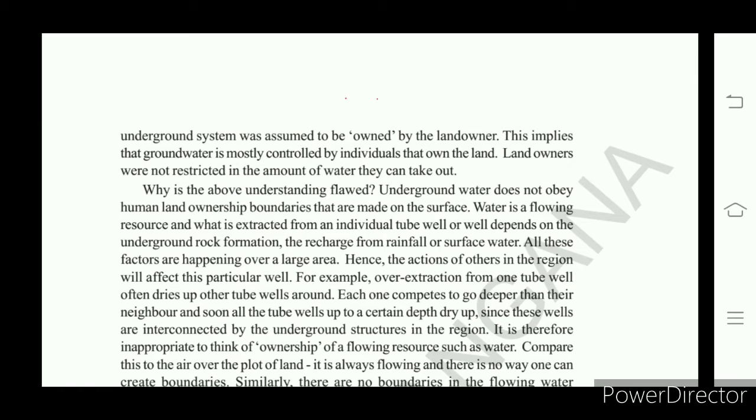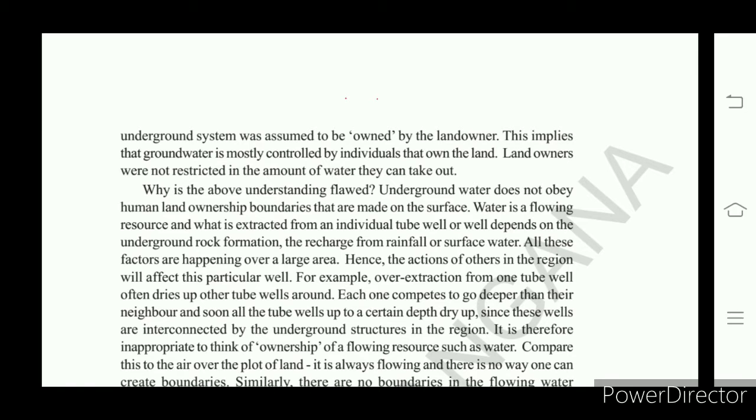That means the person who is the owner of the land is also considered the owner of the underground water. Understand? So this says that groundwater is mostly controlled by the individuals who have ownership rights on the land.